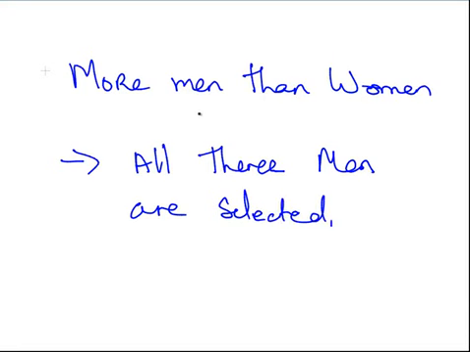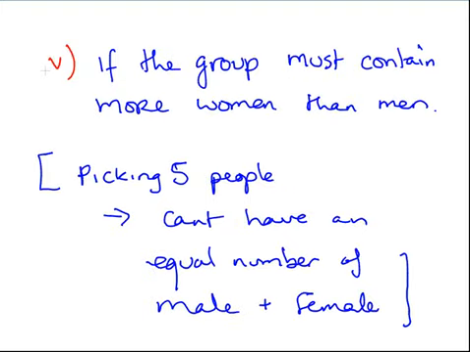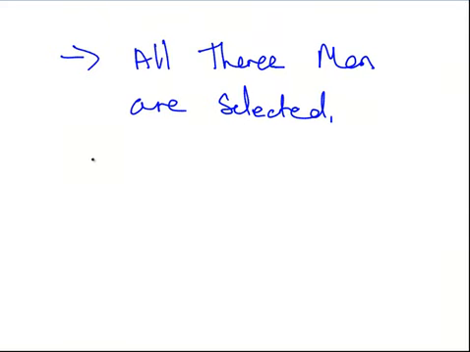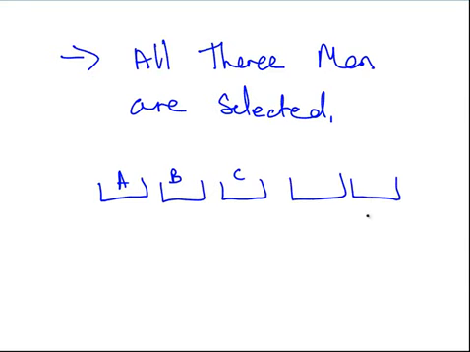So this actually seems like a very difficult problem, but if you break it down, something you should always consider in probability is the complement, because quite often a problem can be massively simplified if you look at the complement. What if all 3 men are selected? That means essentially we're only picking A, B, and C. Let's say they are men. They are already selected, and we've got 2 spots left.